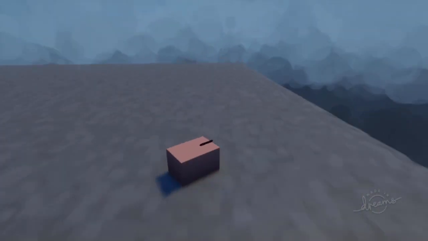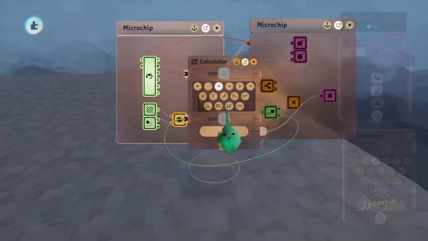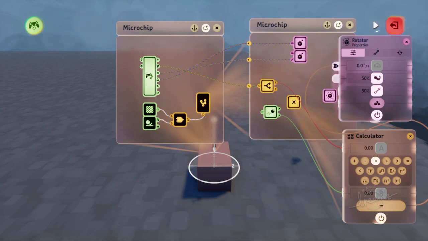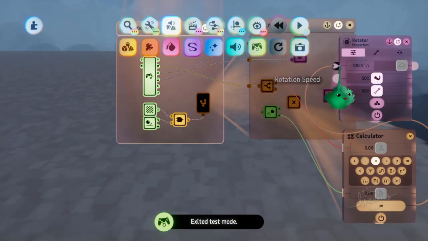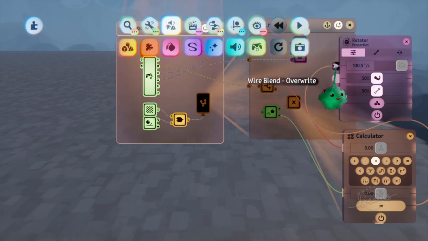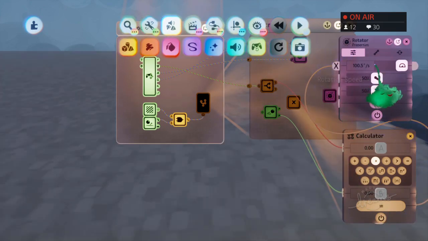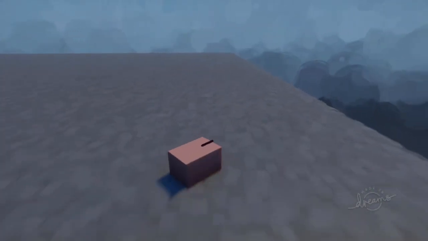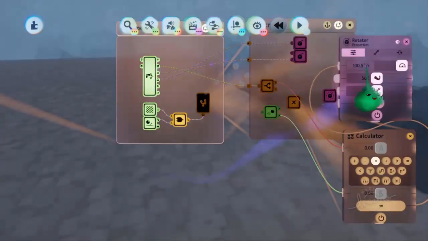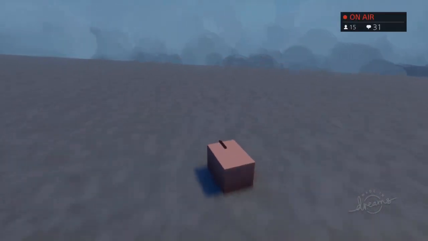Cool. So now it's the wrong way again. Oh, that's why. For some reason that changed to overwrite. So L1 and X cycles through these, and then you go to modulate, and now that's being multiplied, so it does have an effect on the max speed and all that. Oh, so now we need to add the negative again. Yeah, so now I can push left and right.